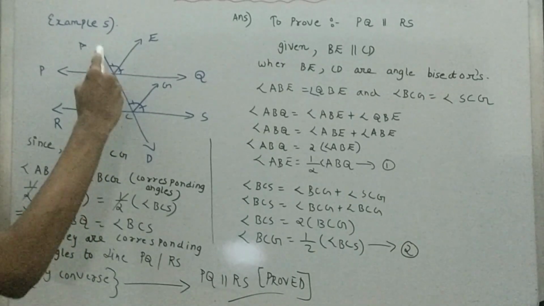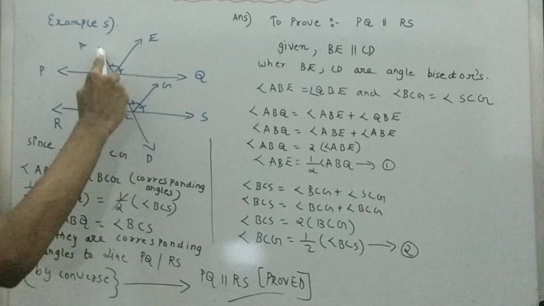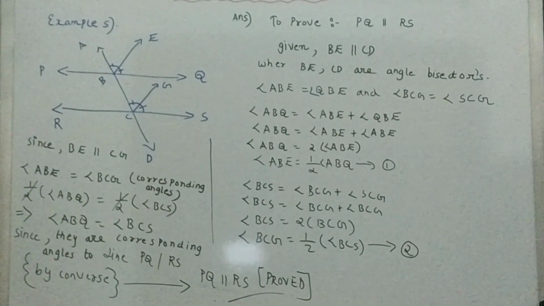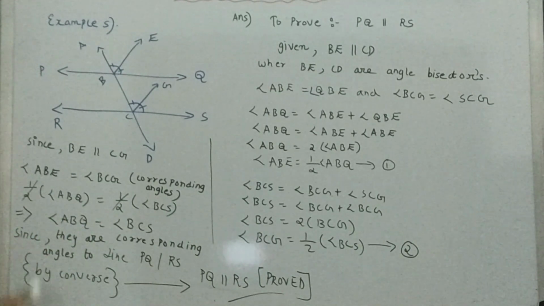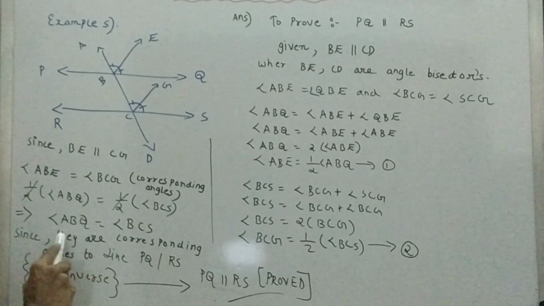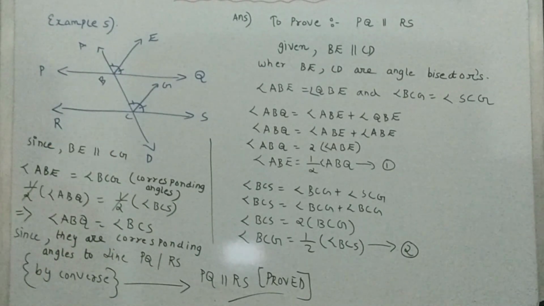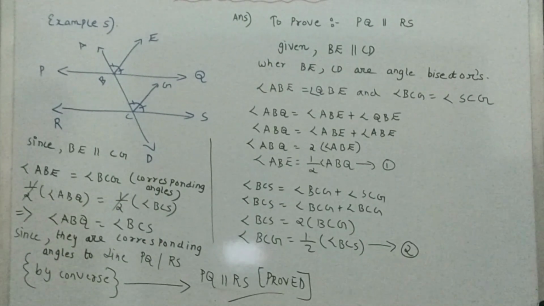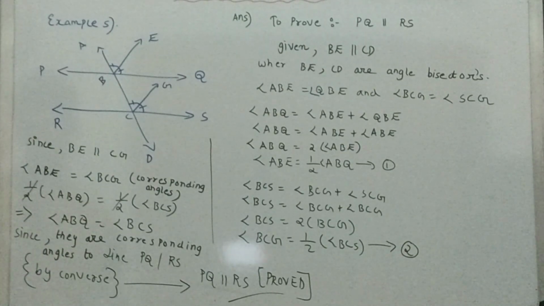Now if you see over here, what are these angles ABQ and BCS? Yes, they are this full angle and this full angle. They are corresponding angles to each other. So we got the corresponding angles equal. Since the corresponding angles are equal, by using the converse of the corresponding angle theorem, we can say that the lines PQ and RS are parallel to each other. I hope it is clear.